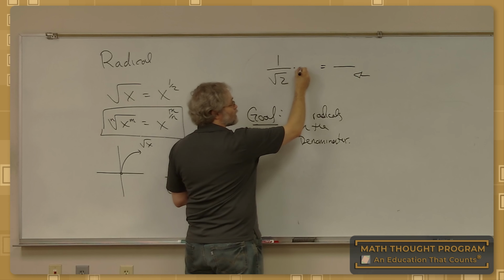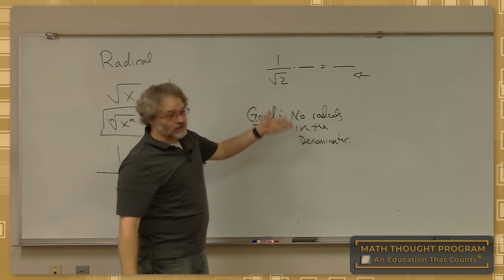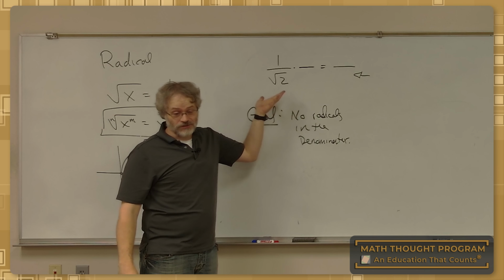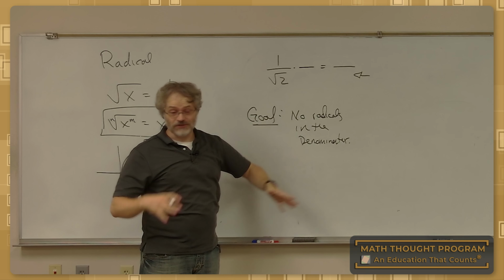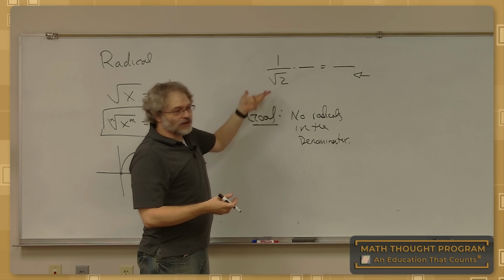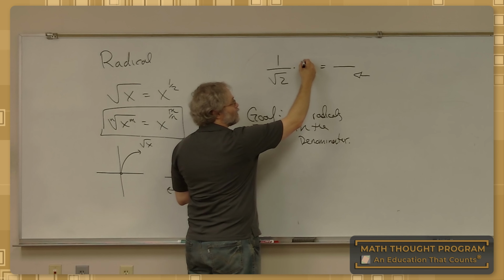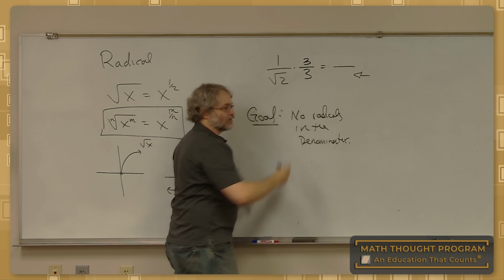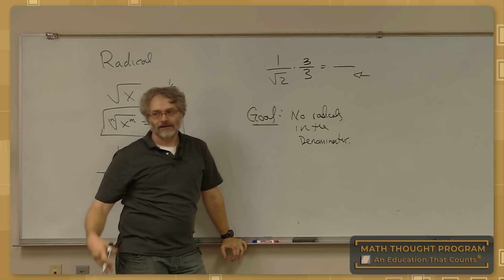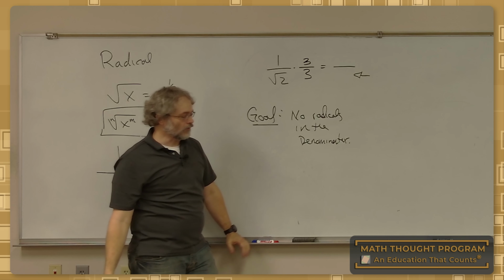So I need to multiply this by something. Now, I can't just multiply this 1 over root 2 by whatever I want. I can be a little bit strategic about it. I can't just multiply it by 3 because it changes the problem. So I need to multiply it by 1, and I can say 3 over 3, because 3 over 3 is going to be 1. But that's not going to help.